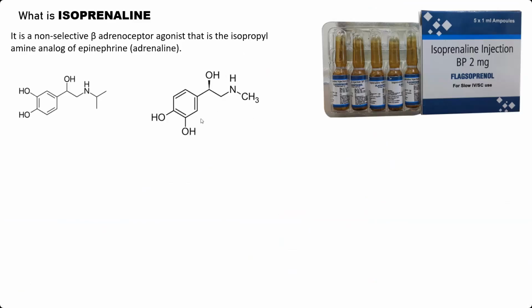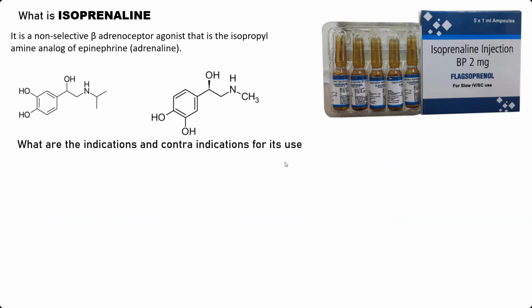What is the structure you saw earlier? Methyl group is there, amine group is there, 3-hydroxyl. What is this? Noradrenaline. This is adrenaline. And there is no methyl group here, so this is isoprenaline. That is how the whole thing is.